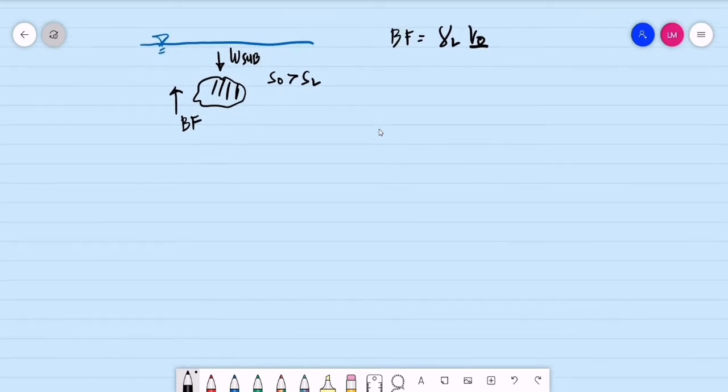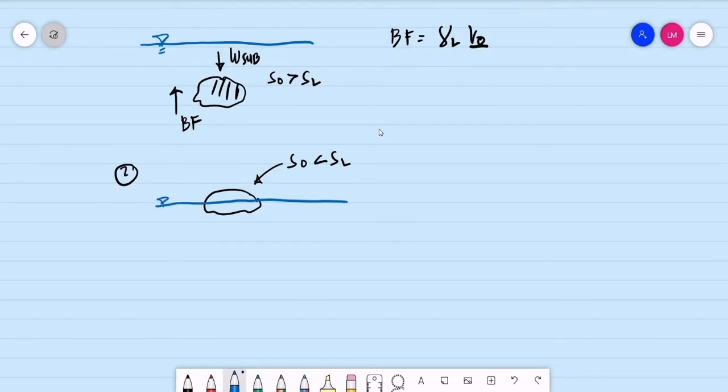Then our second case, for example, we have an object. Let's say this object has a specific gravity that is less than the specific gravity of the liquid. It will float. The object will float. So this object has its own weight. Let's say this is the weight of the object, and so why does this object float? That is basically because we have a buoyant force.